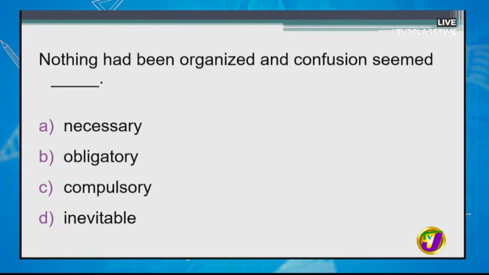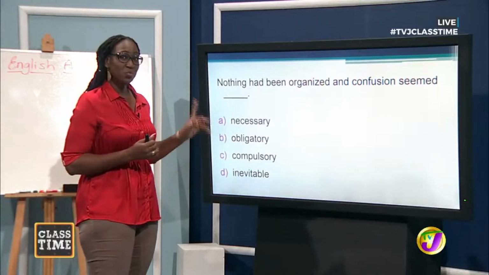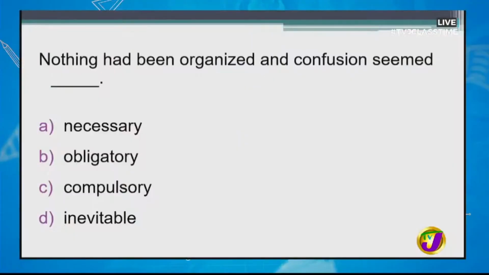Nothing had been organized, and confusion seemed blank. Necessary, obligatory, compulsory, inevitable. So we have a little context to use. Nothing had been organized, and where there is no organization, confusion is a must. So which of those words mean confusion is going to happen? There is no avoiding it. Which of these words means unavoidable? Please don't tell me that you chose that one.